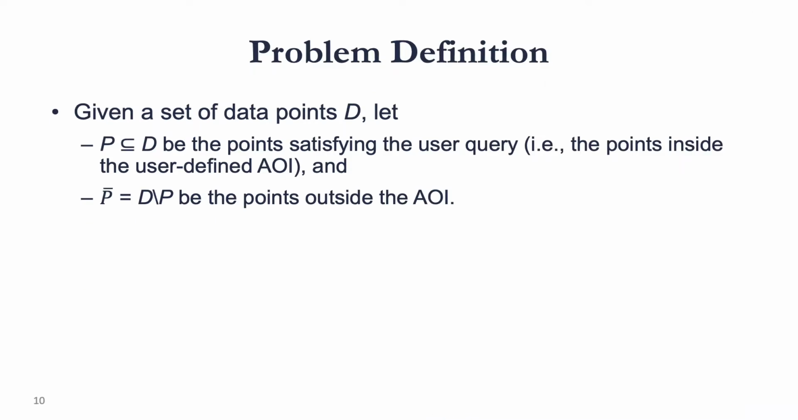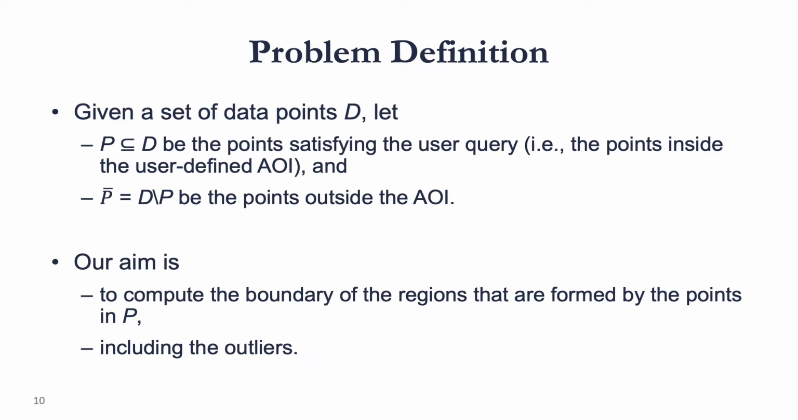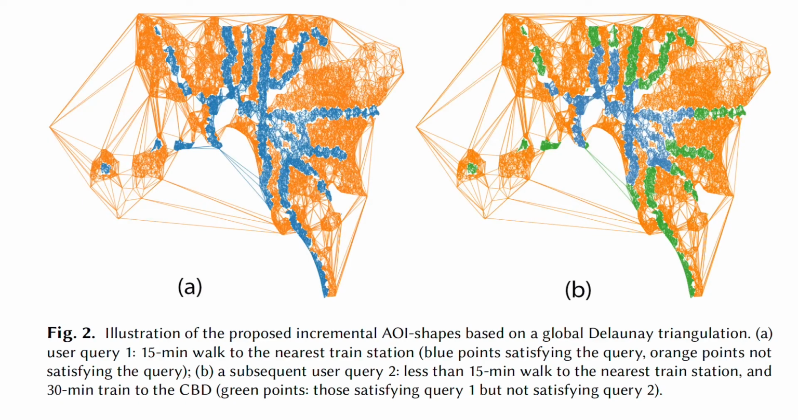The problem definition is simple. We separate the data points into two sets: those that satisfy the user query and those that don't. Our objective is to compute the boundary of the region formed by the points that satisfy the user query, including the outliers. The general idea of the proposed method is also to divide the space into two parts, those that satisfy the user query and those that don't.